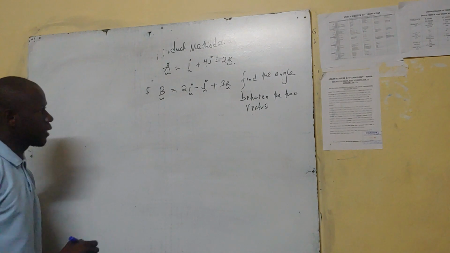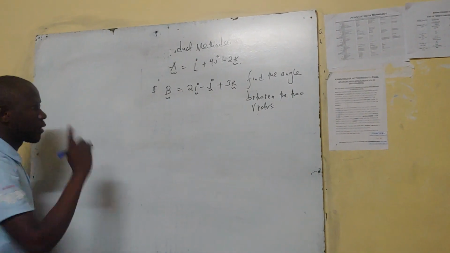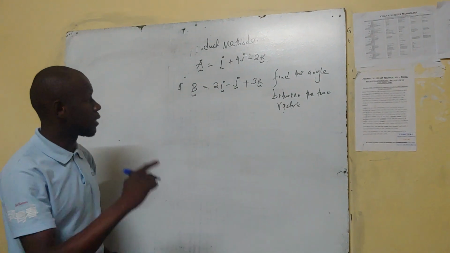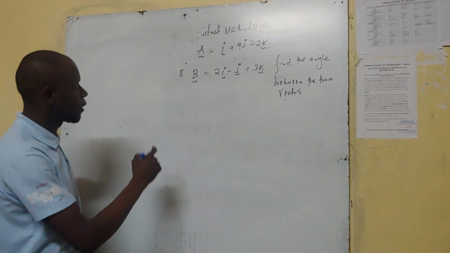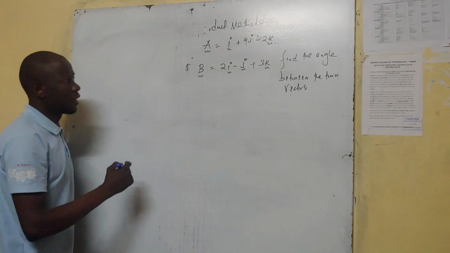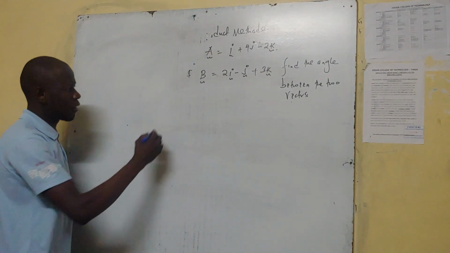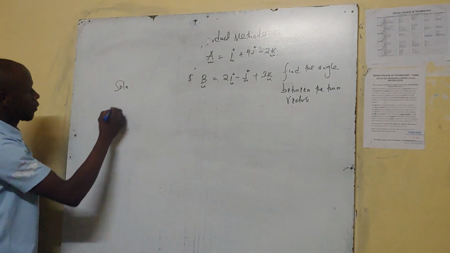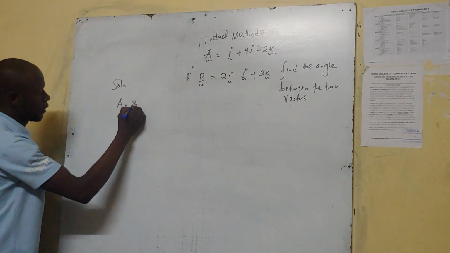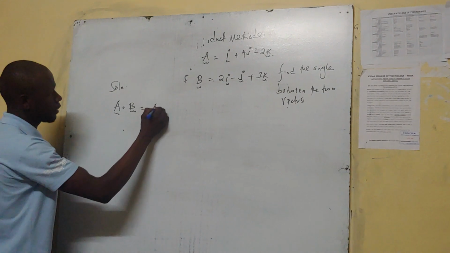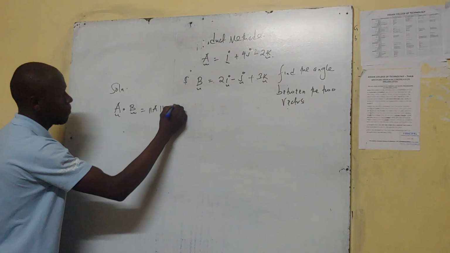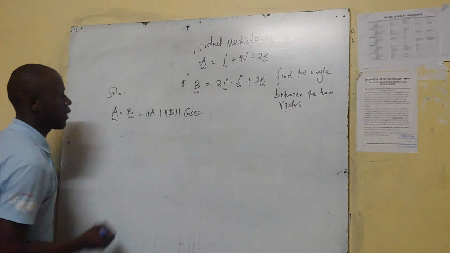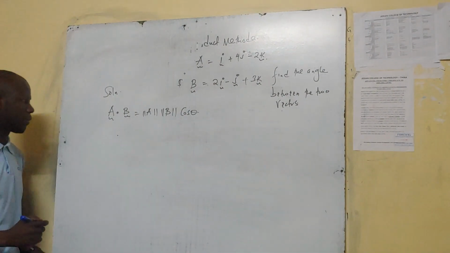So as I said earlier, we can get the angle using two methods, that is the dot product and the cross product. But as we said, we are going to start with finding the angle using the dot product. And we said that by the dot product method, A dot B is always the same as A magnitude times B magnitude, then we multiply by cos of theta, where theta is the angle that we want.